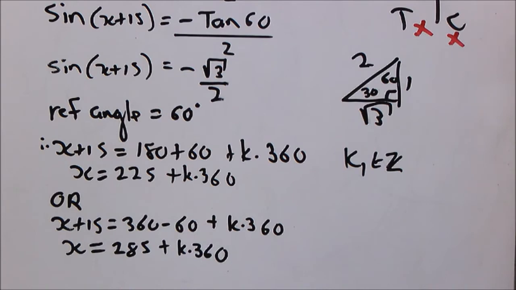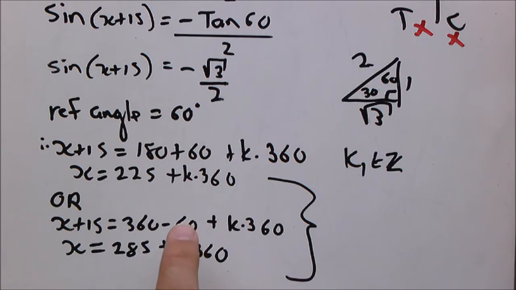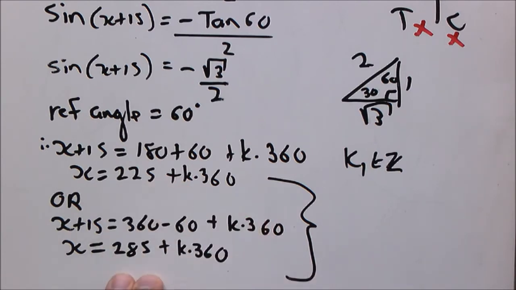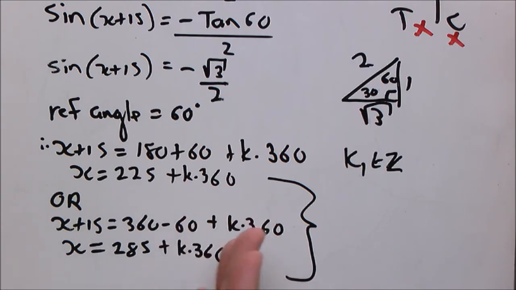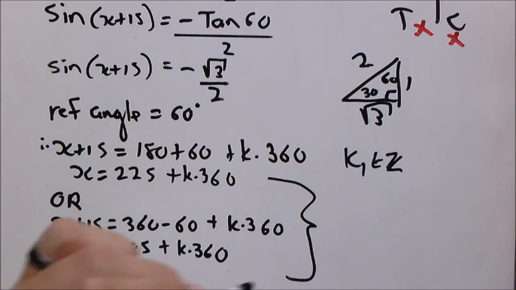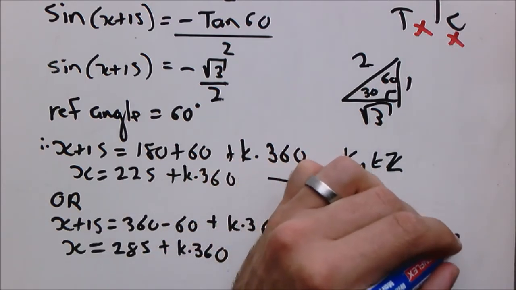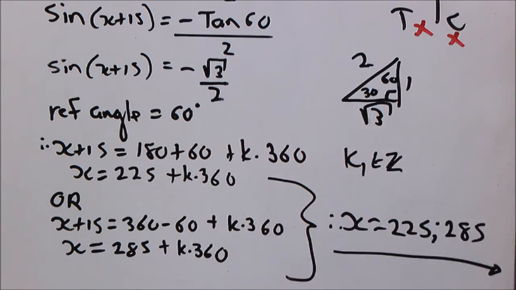Okay, now from here on we can get our specific solutions. This is 360, that's 360 as well. So if k is 0, we can get 225 and 285. If k is negative 1, it falls below 0. And if k is 1, it falls outside of 360. So our final answer is 225 and 285. Okay, and this was number 4. Let's move on to number 8.